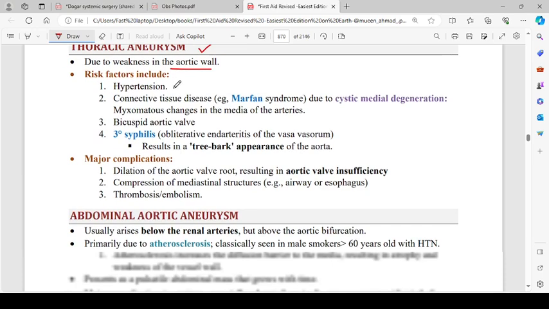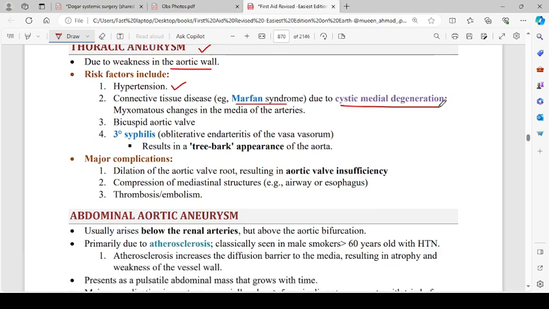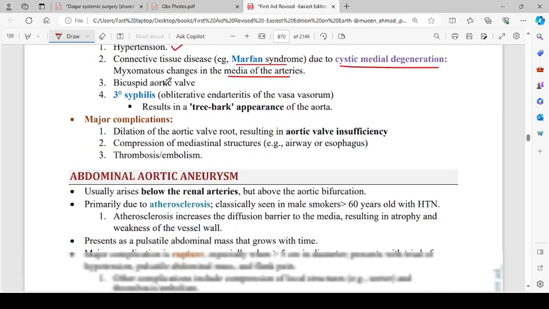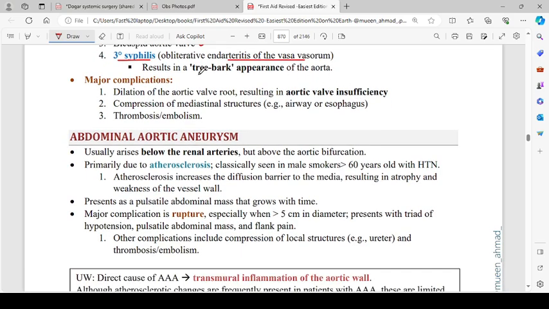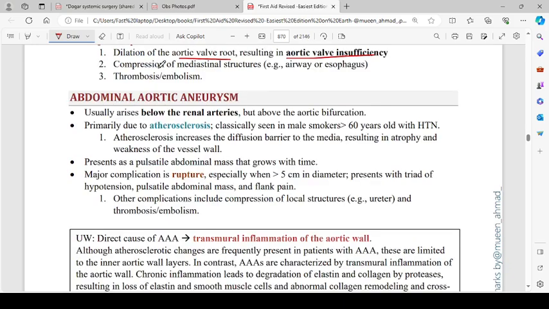Risk factors include hypertension, connective tissue disease, for example, Marfan syndrome, due to the cystic medial degeneration, myxomatous changes in the media of the arteries, bicuspid aortic valve, tertiary syphilis, obliterative endarteritis of the vasa vasorum. It results in a tree bark appearance of the aorta. Major complications: dilation of the aortic valve root, resulting in the aortic valve insufficiency, compression of mediastinal structures like airway and esophagus, and thrombosis and embolism.